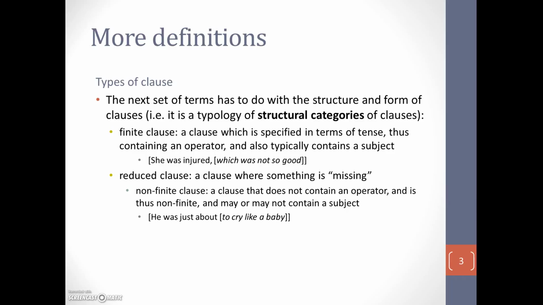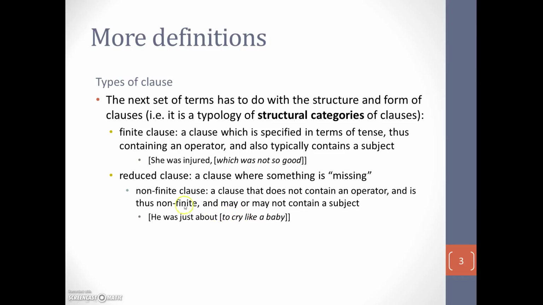We also have something called reduced clauses. So these are basically where something is missing. One of the types is a non-finite clause. So here, in the non-finite clause, the verb does not reflect person, number, and tense, and it may or may not contain a subject. So here again we have the second clause there, to cry like a baby. So we can see we have a verb there, cry, but it's also in the infinitive, because it's to cry. So this is not inflected for person, number, and tense. There's also no subject there. We don't know who's doing the crying.